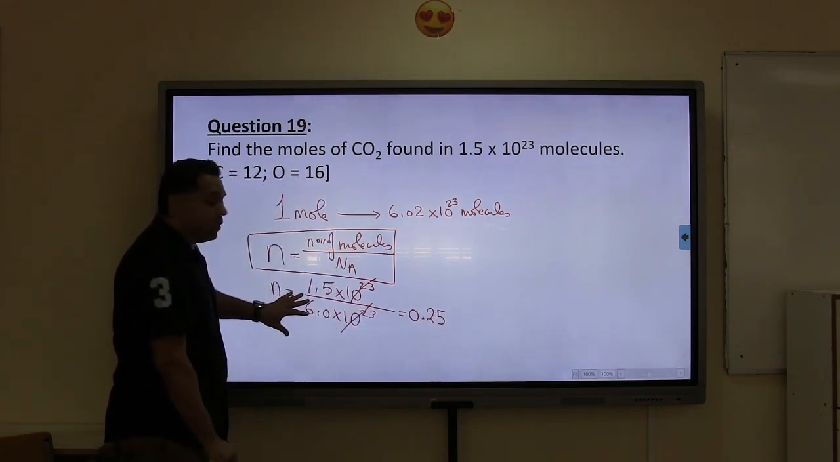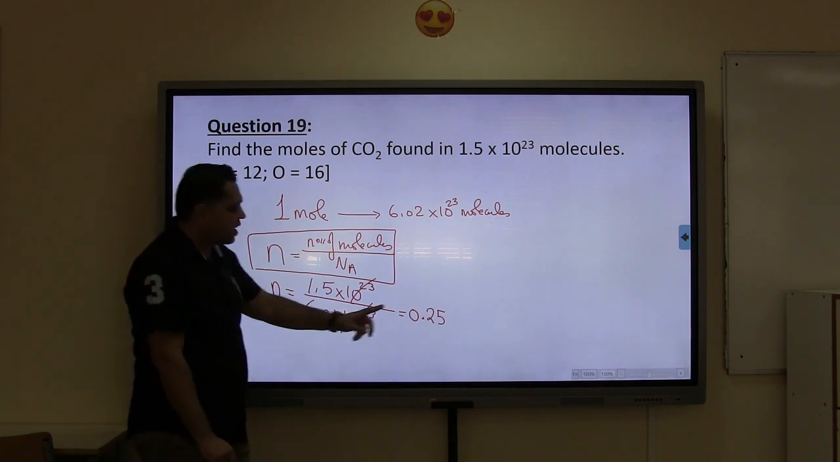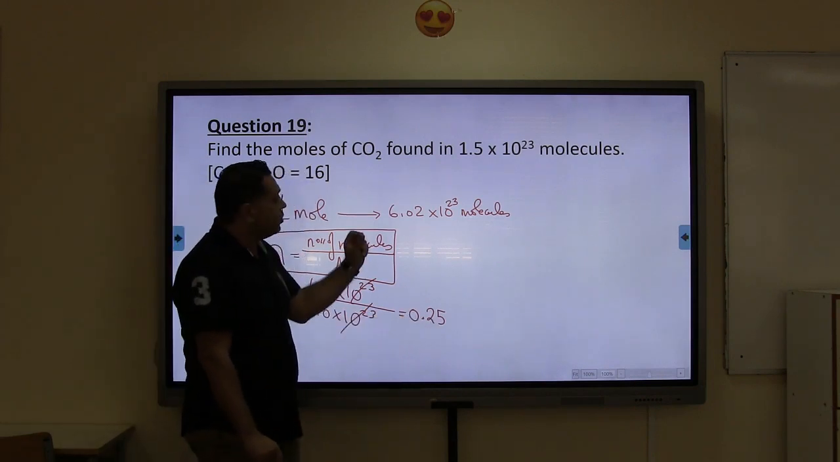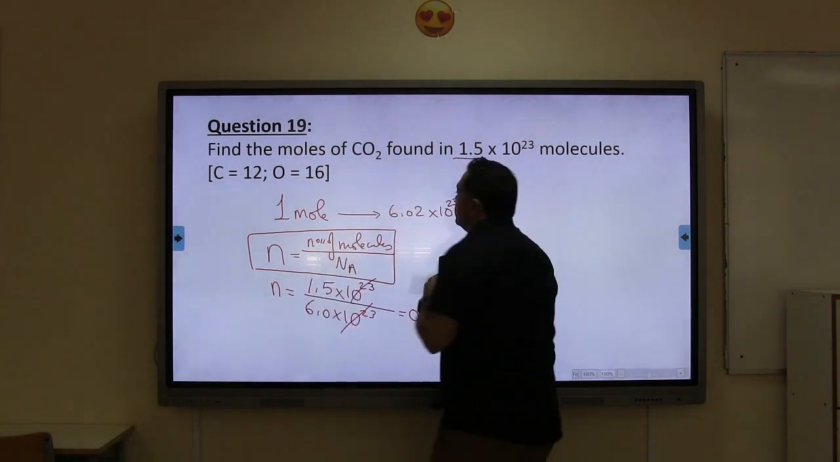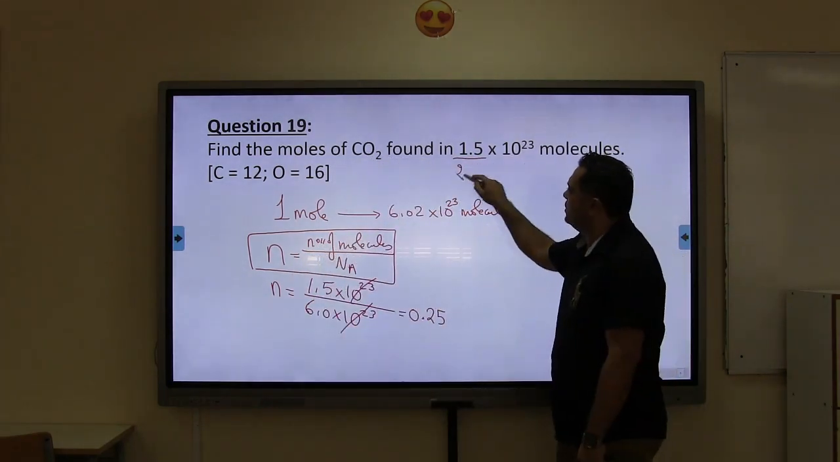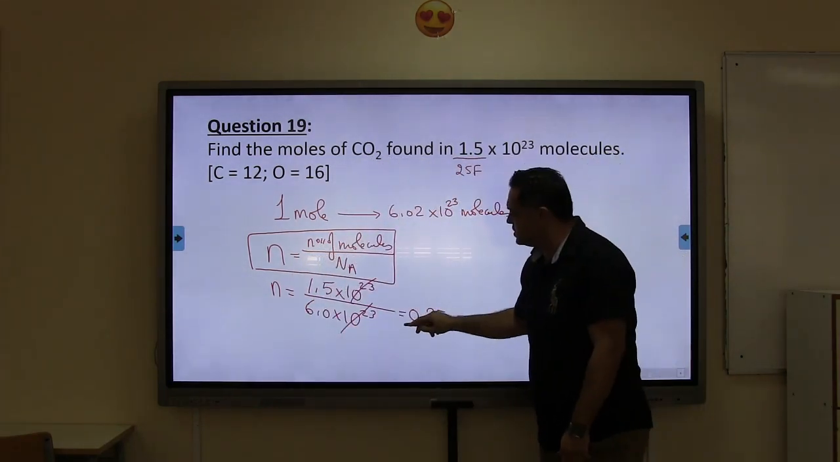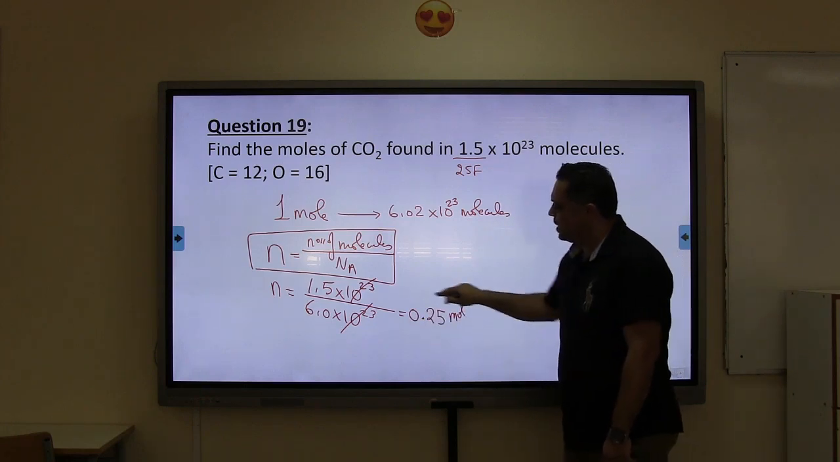And here, if I want to look at the significant figures, here I have two significant figures. And also, in the given, 1.5 is two significant figures. So in this case, the answer will be 0.25 moles.